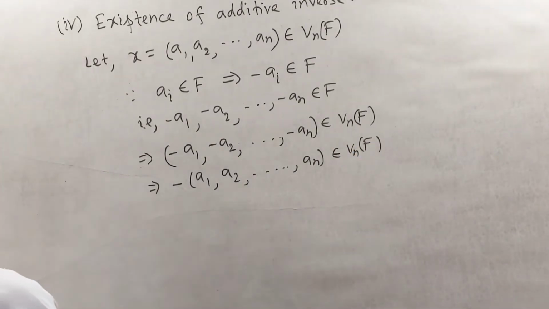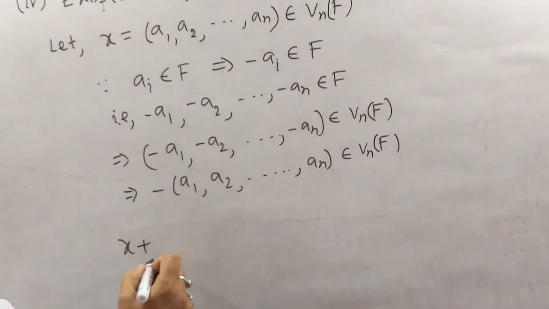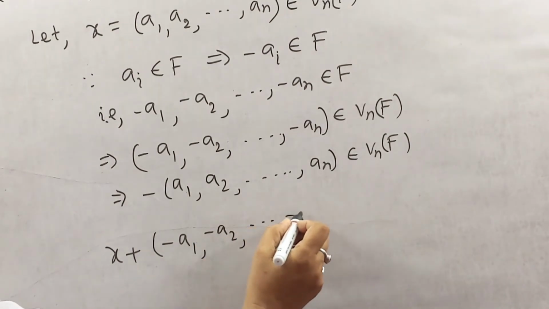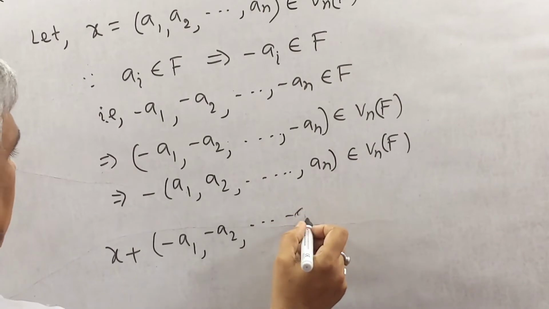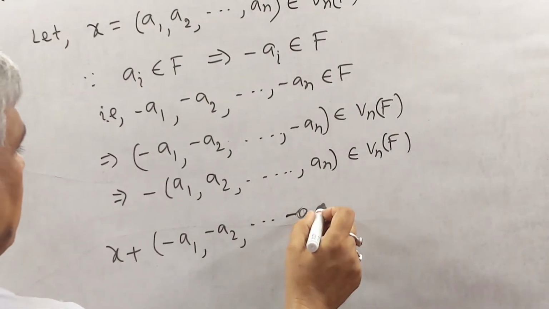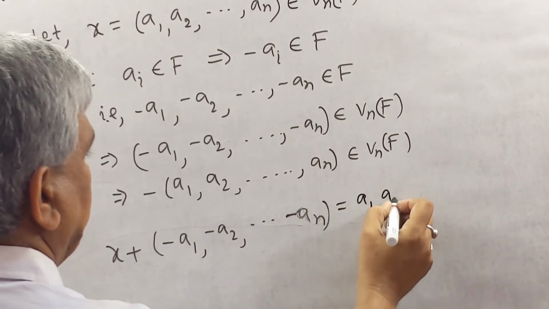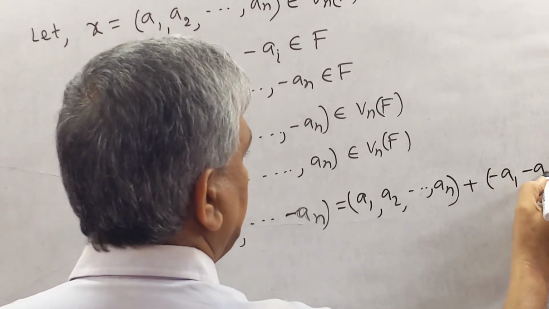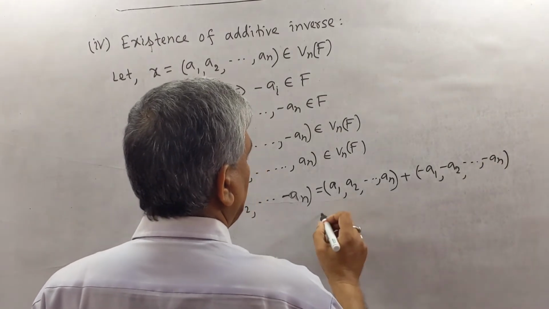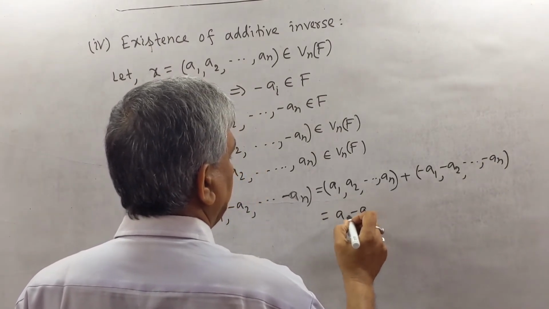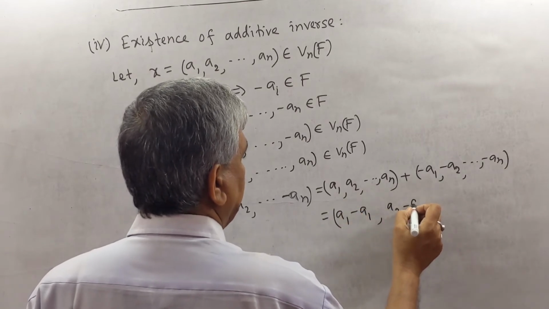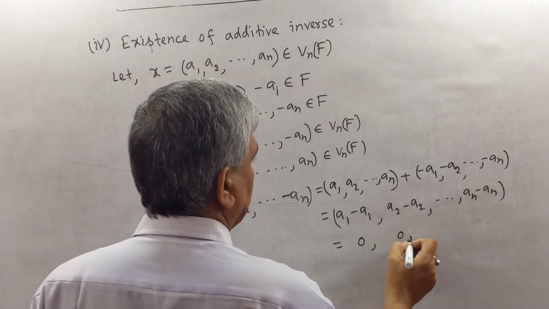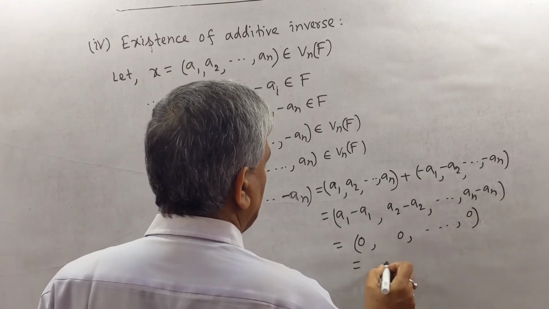Now we write x plus (minus a1, minus a2, ..., minus an) equal to (a1, a2, ..., an) plus (minus a1, minus a2, ..., minus an) equal to (a1 minus a1, a2 minus a2, ..., an minus an) equal to (0, 0, ..., 0). This is capital 0.